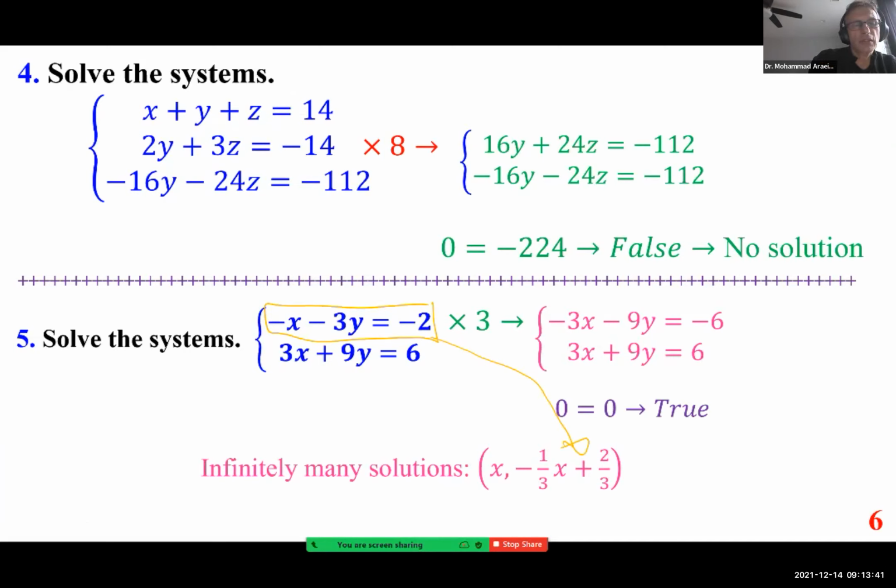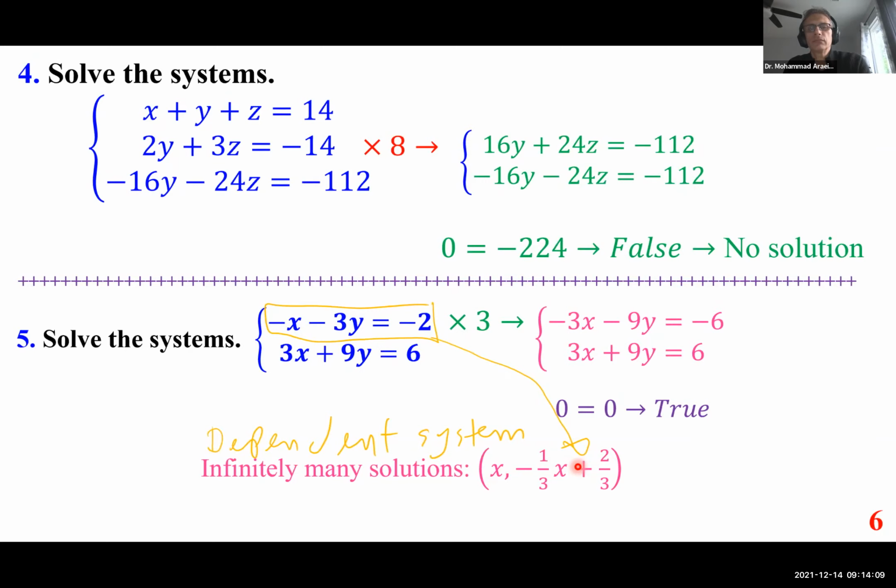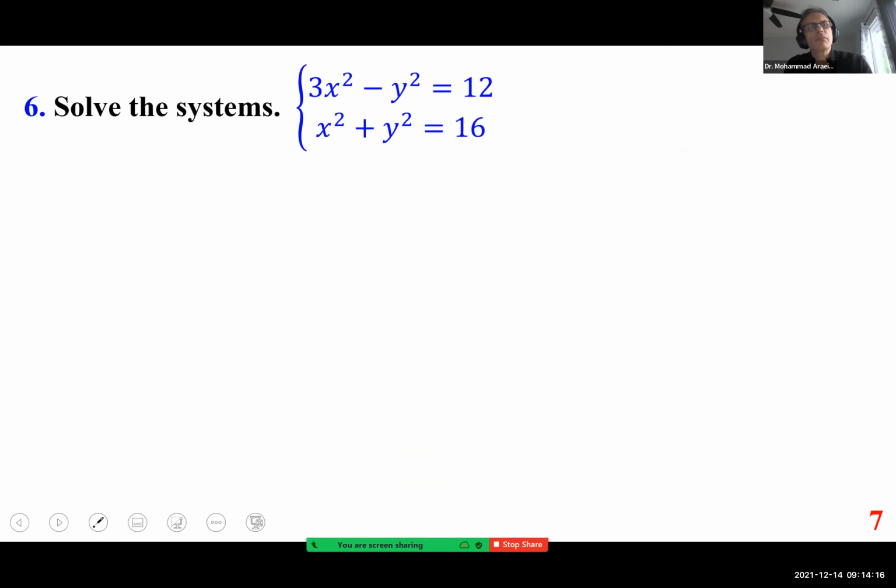So this is a dependent system. Now, when we write it in this fashion, basically it means pick any x. That's your first variable, and then put it in, and that's your second variable. That makes it easy to calculate. So inconsistent system, dependent system.